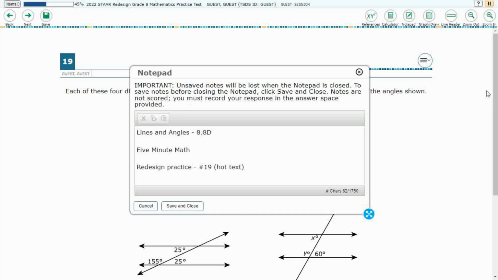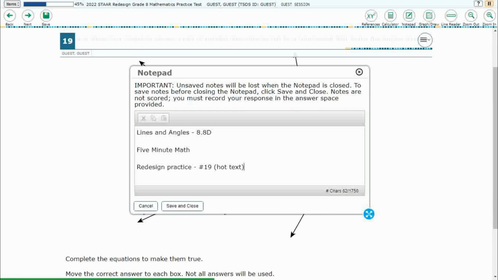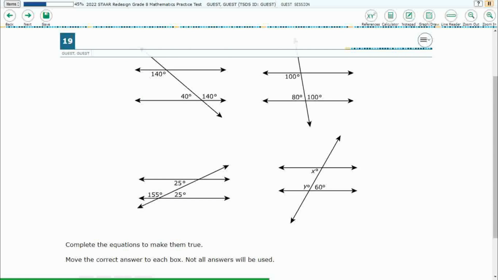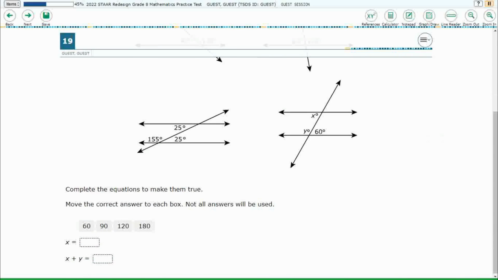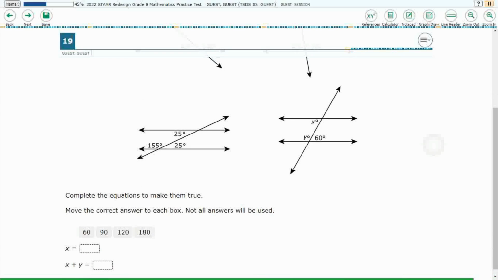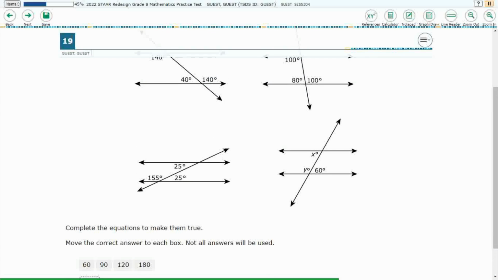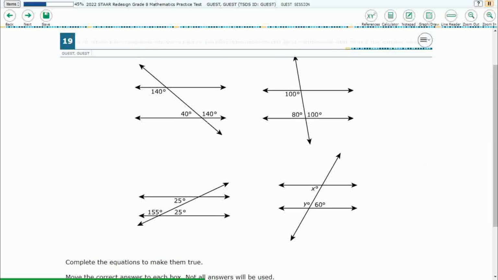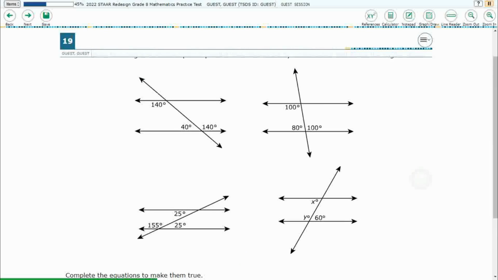Today we are looking at the 8th grade concept of lines and angles. This is standard 8.8D in the great state of Texas, and we are using item number 19, which is a new item type called hot text. The redesign practice online STAAR test. If you haven't done so already, please go ahead and take a moment to pause the video, work this problem out on your own, unpause it, and we will look at our answers together.